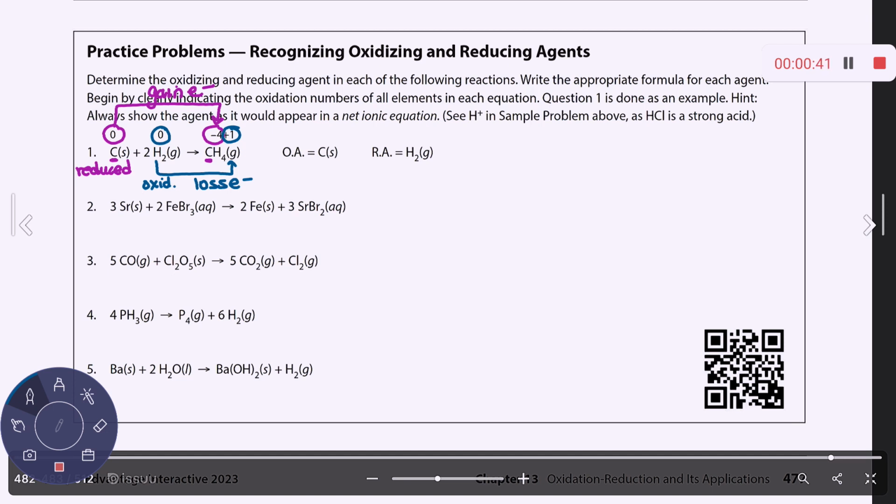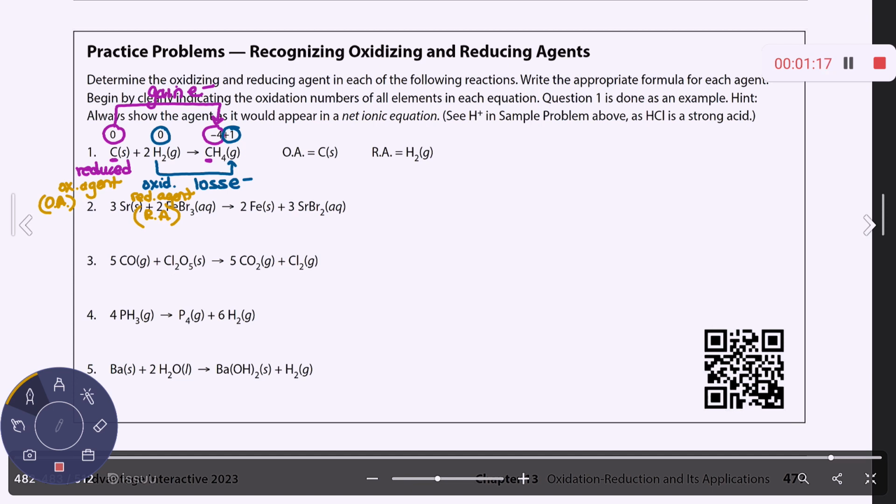Once you label something as being reduced, you can now label it as being the oxidizing agent. And whatever is oxidized is the reducing agent. But it's helpful if you know what's oxidized and reduced first. If you want to abbreviate oxidizing agent and reducing agent, you can. You could abbreviate oxidizing agent as OA and reducing agent as RA.